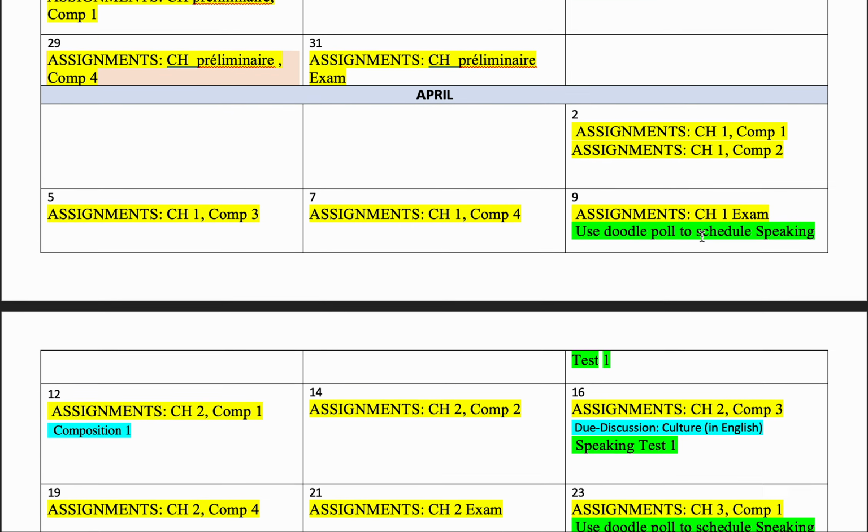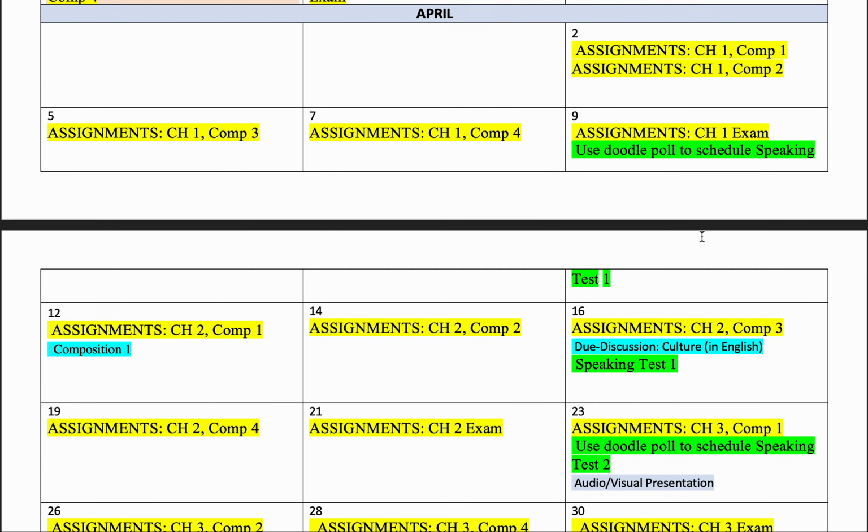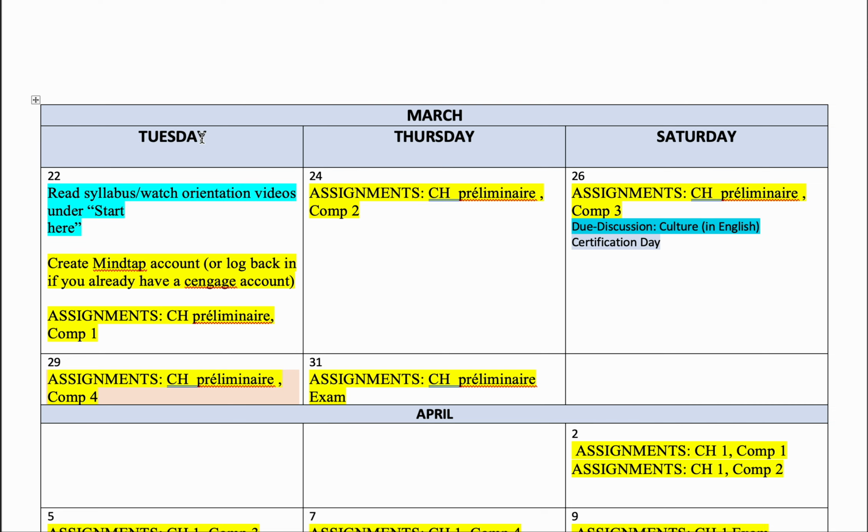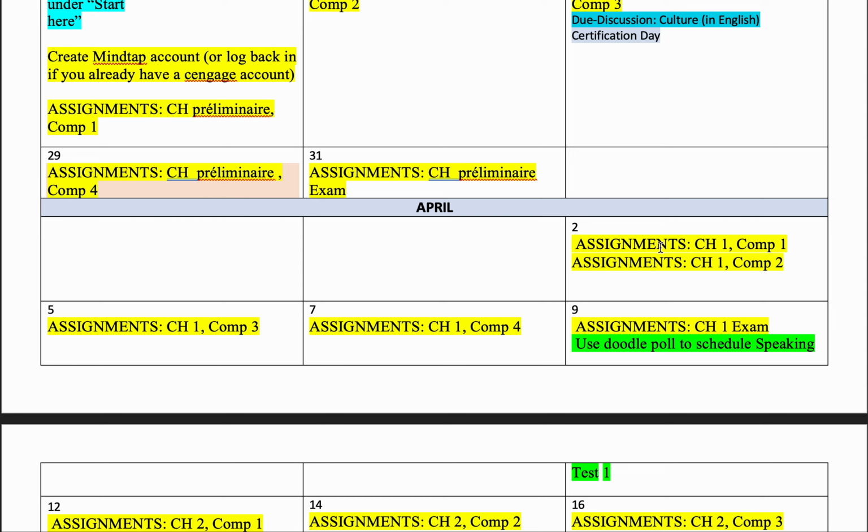Okay? And if you continue to see your day-to-day calendar, your assignments are due on Tuesdays, Thursdays, and Saturdays. Especially on Saturdays, you have a little bit more work than on Tuesdays and Thursdays. So on this Saturday, you have 2 competencies, 2 lessons to complete.